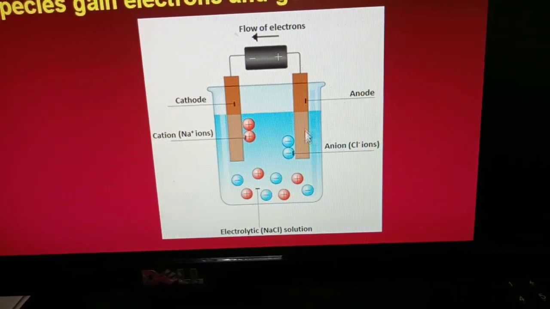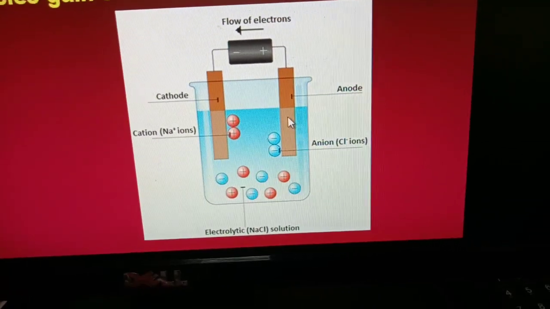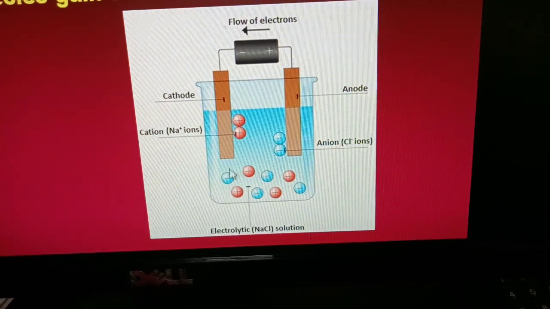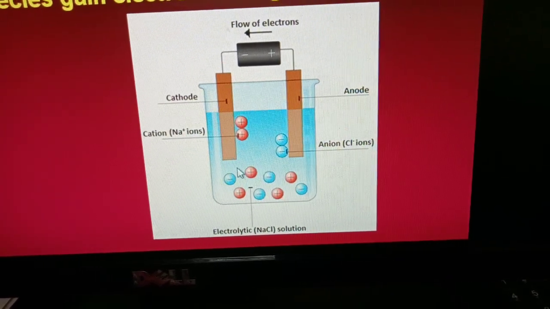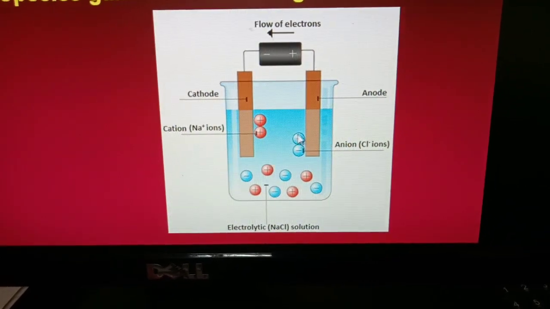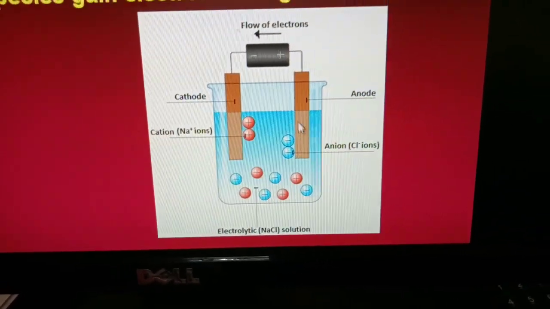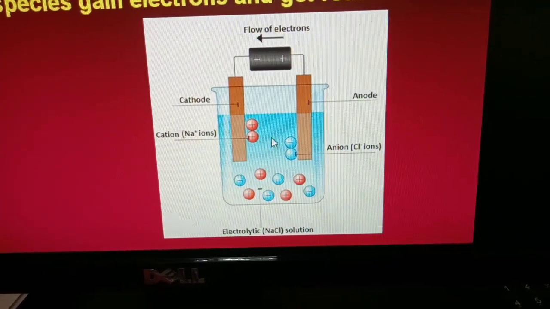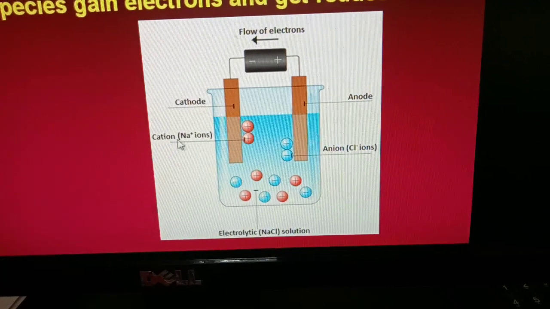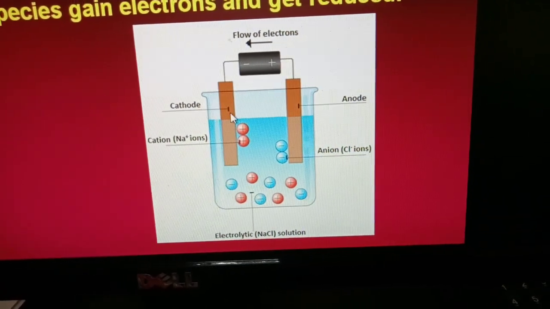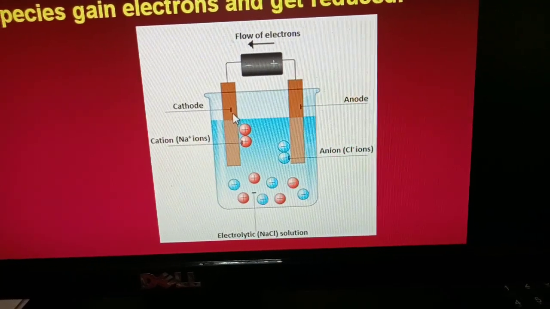We find here at the anode, Cl minus gets deposited. First of all, NaCl ionizes, and then the transfer of Na plus and Cl minus ions takes place across the oppositely charged electrodes. So negatively charged chloride ions get deposited on the anode, which is the positively charged electrode, and positively charged cations, that is Na plus, get deposited on the negatively charged electrode, that is the cathode.